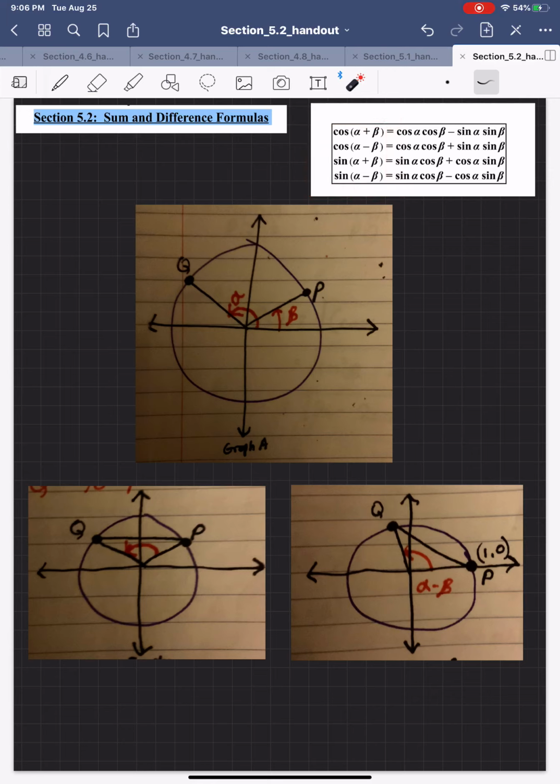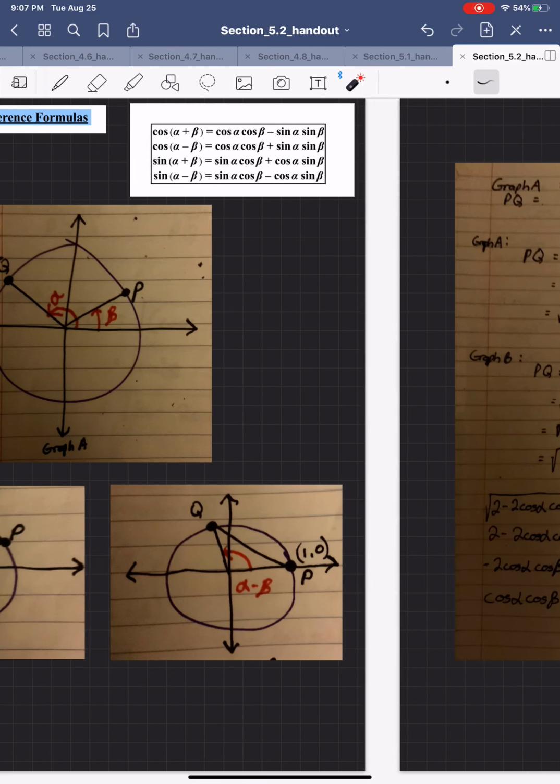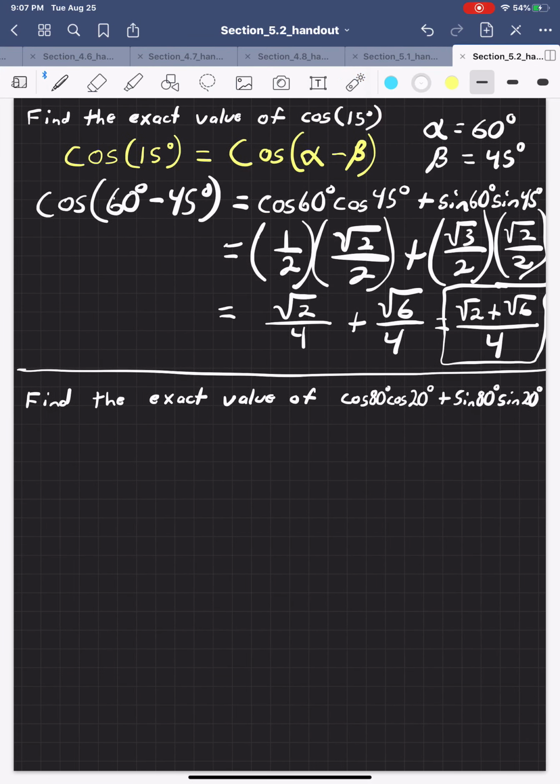Remember, it was cosine of 80 times cosine of 20. So cosine times cosine. Notice this has cosine times cosine, so does this. But it was plus sine times sine. So we want to use, this one is the current form. And therefore, we want to write it as cosine of alpha minus beta. So the correct formula to use is cosine of alpha minus beta.